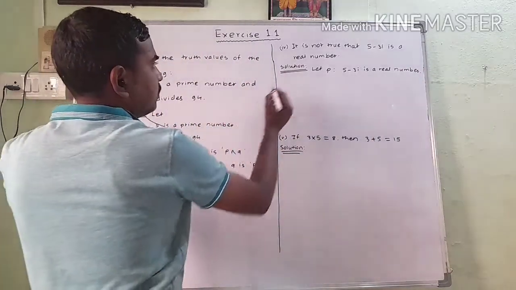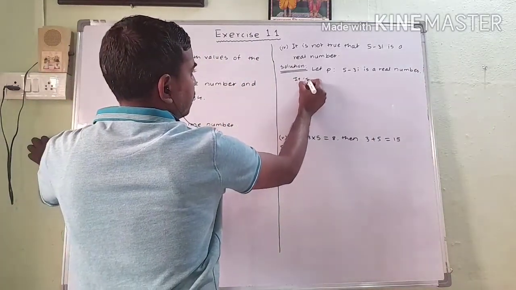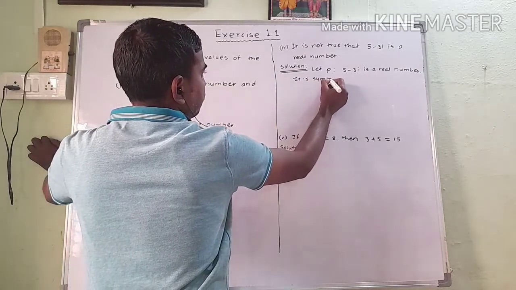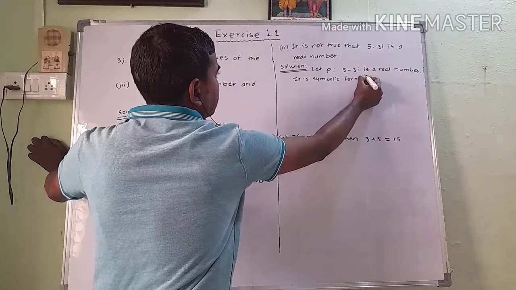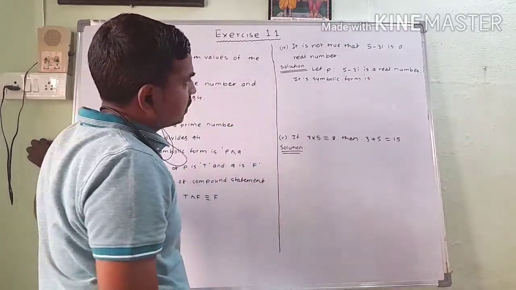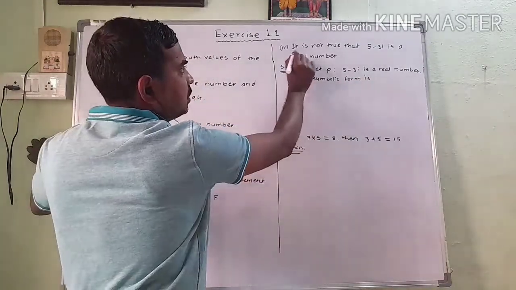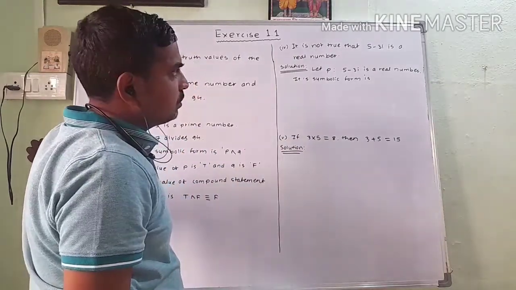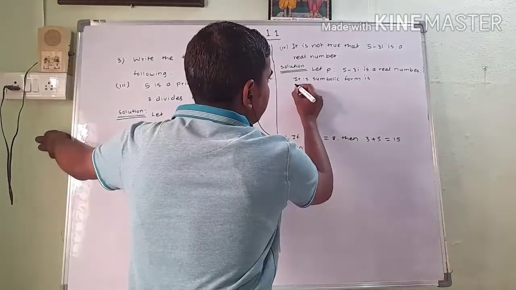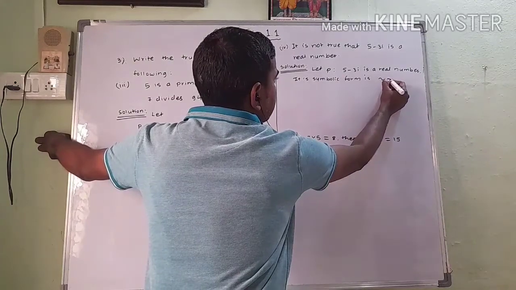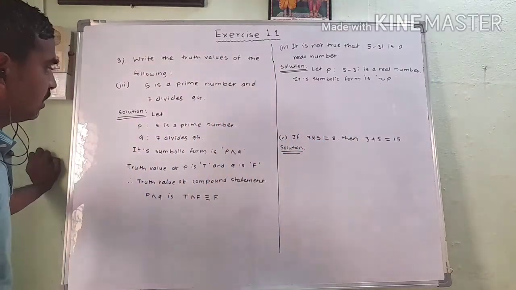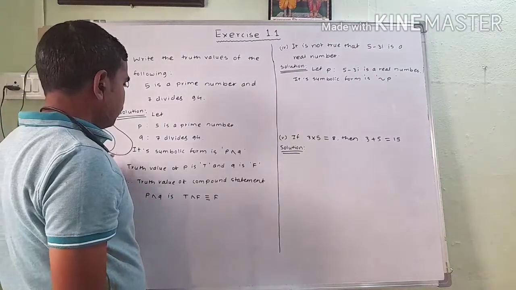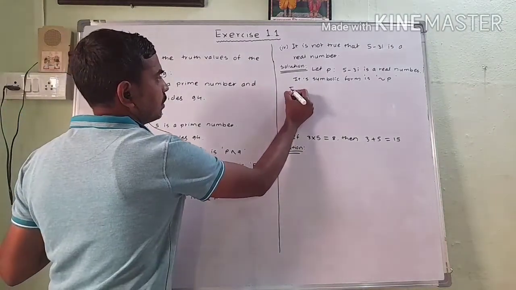Now we will see its symbolic form. What is the symbolic form of the given statement? In the given statement, "it is not true that" is the phrase used for negation. Therefore its symbolic form is negation of P. After writing the symbolic form, we have to write the truth value.